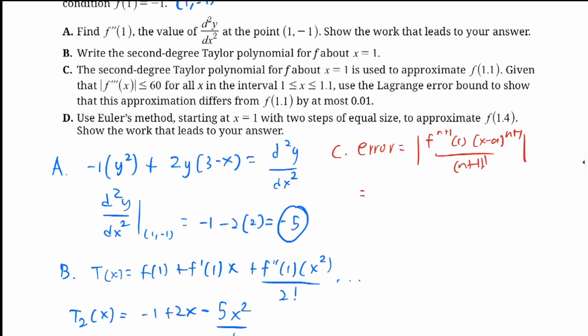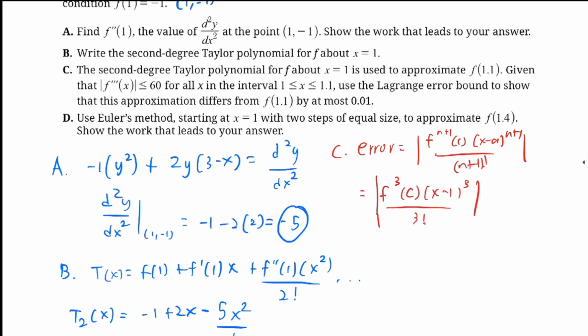And in this case, it's f to the third, because it's 2 plus 1, since we went to the second degree Taylor polynomial. So the absolute value of f triple prime of c, some constant, times x minus 1, centered at 1, to the third power over n plus 1 factorial, which is just 3 factorial.